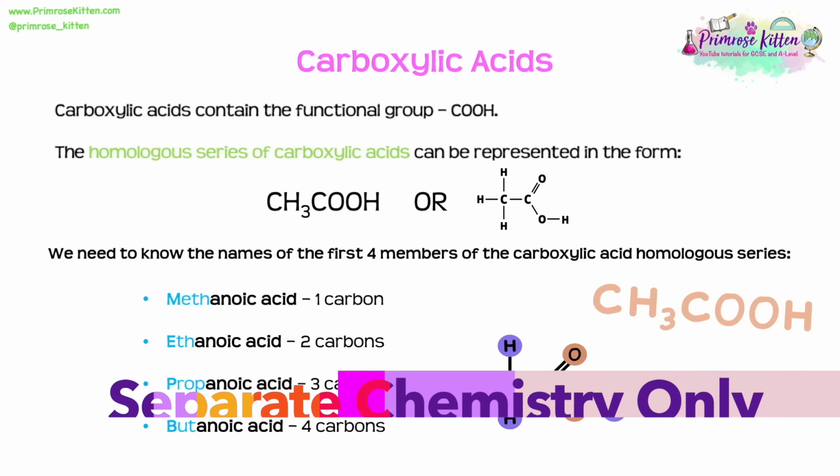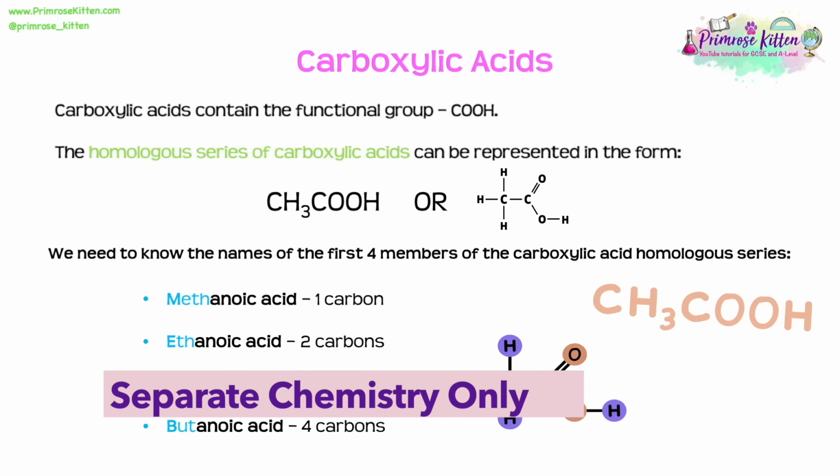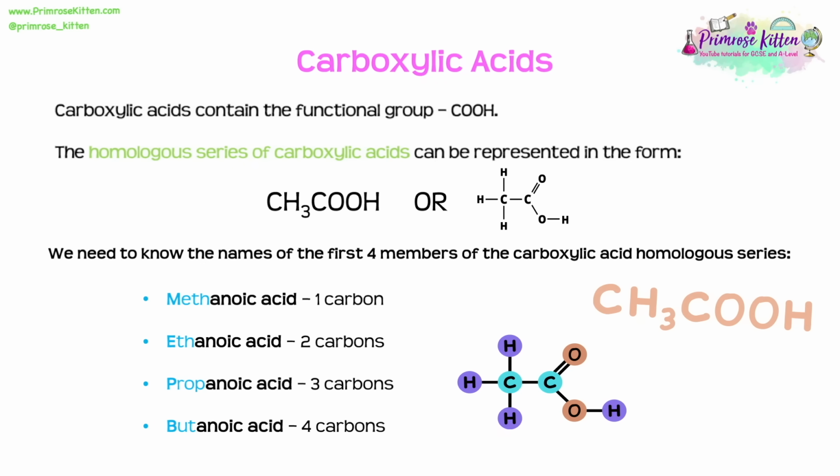Carboxylic acids contain the functional group COOH. The homologous series of carboxylic acids can be represented in the form of something like CH3COOH, so with that COOH at the end of its formula, or using this particular structure which shows a C double bond O and then an OH also attached to that carbon.